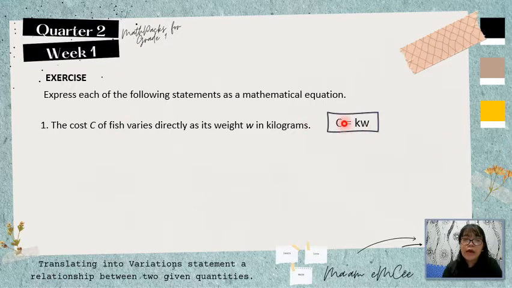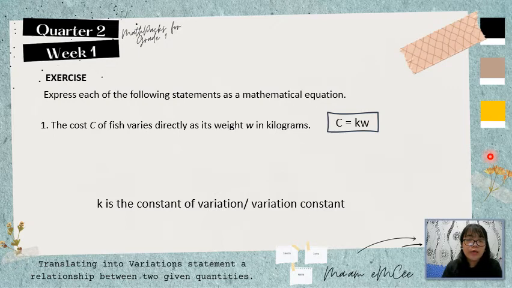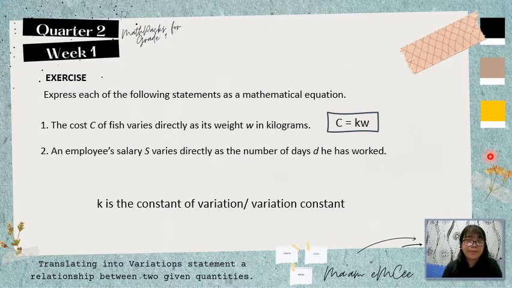So again, the first variable will be put on the left side of the equation, and on the right side will be the constant of variation, which is the K, together with the second variable. So C is equal to our constant of variation times the weight, which is W. So C is equal to KW, or C varies directly as W. So again, K is the constant of variation, or the variation constant.